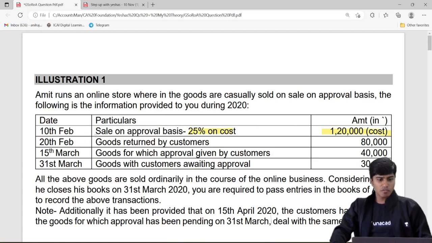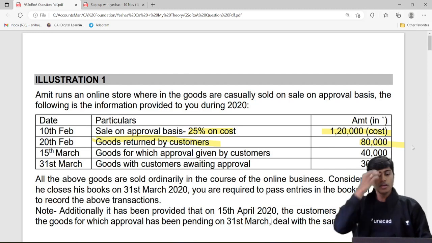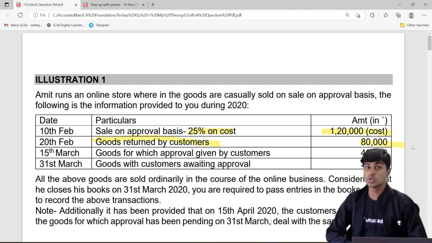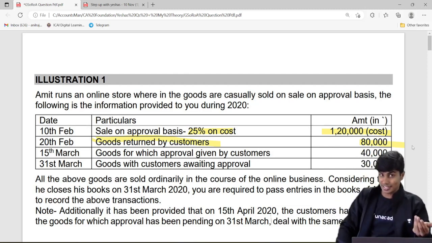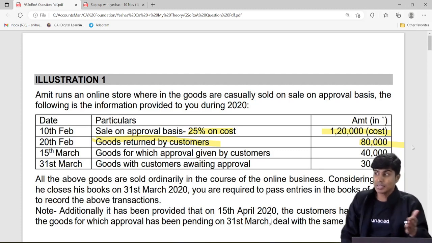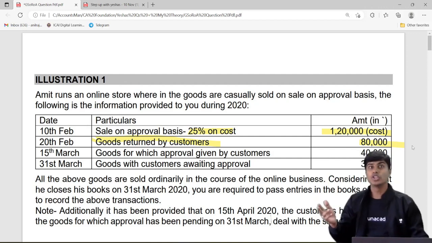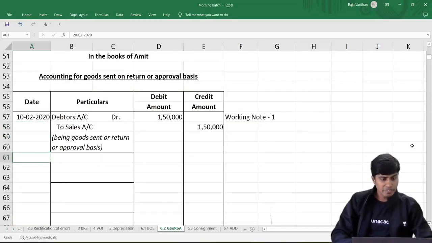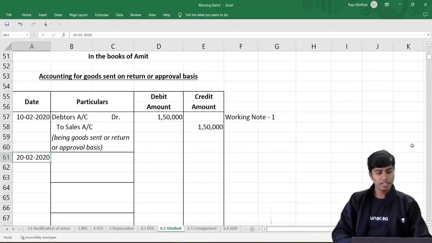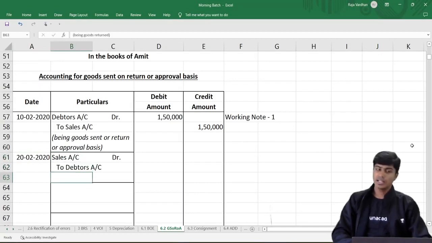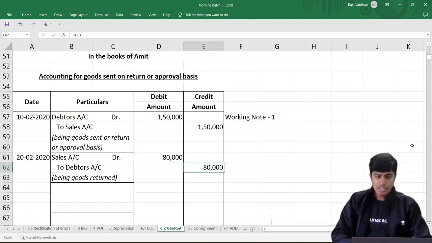Then on 20th of February, goods are returned by customers to the extent of 80,000. When the goods are returned by the customer, it is no longer a sale. So our optimism has just met some realistic approach. The previous sales entry, to the extent returned, should now be reversed. I will write the entry on 20th of February as sales account debit to debtors account, to the extent of 80,000. I have reversed the sales entry that I had previously passed because the goods are returned.